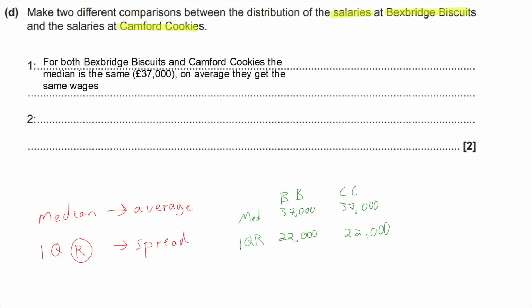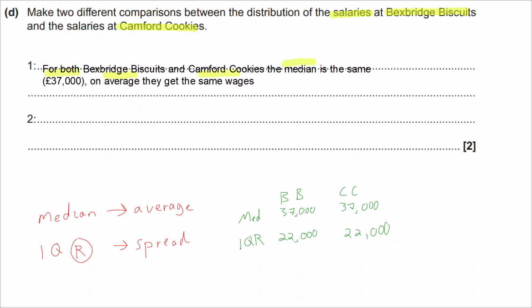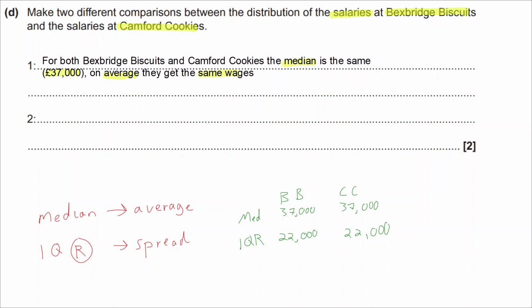wages. So you sort of got 3 key points there, right? You're looking at comparing the median, right, and you give the numerical value, and then you put it into context: on average, because median is average, they get the same wages. There we go. Okay, and then let's go and do the same thing for the interquartile range.